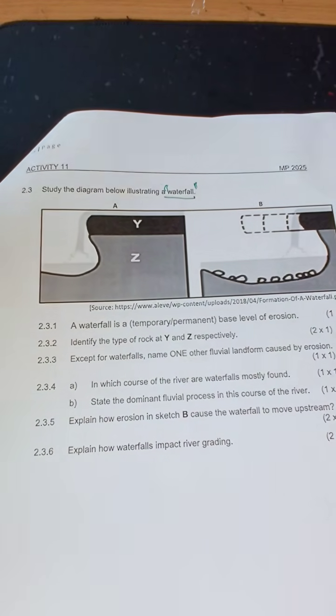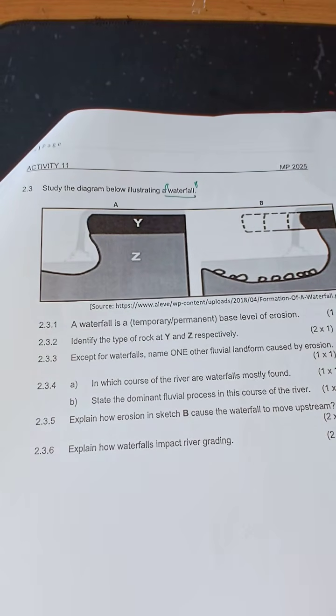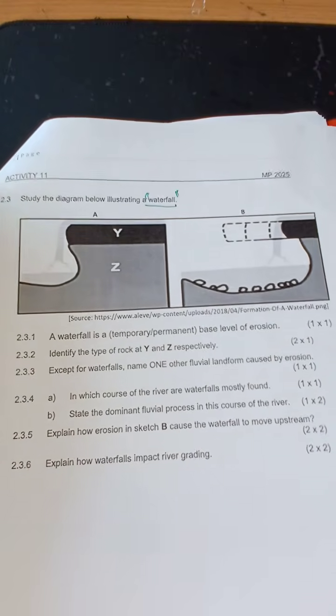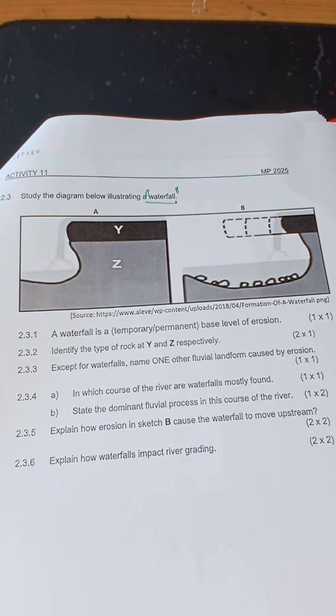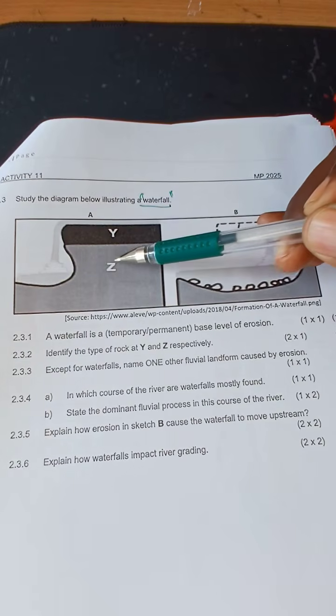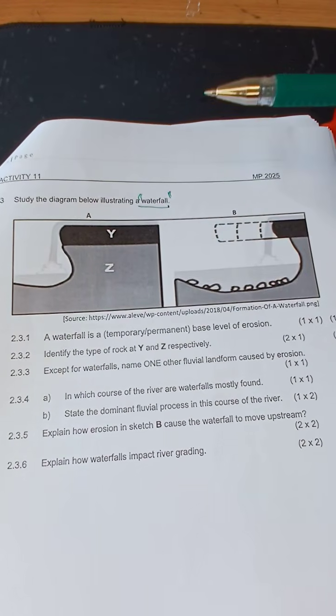You can see there are two landforms or two diagrams shown there. So the first thing you have to familiarize yourself with is to look at the two diagrams. Which one is the before, which one is the after? This one is the before, you have got a resistant rock, and you have got a less resistant rock. What is happening?